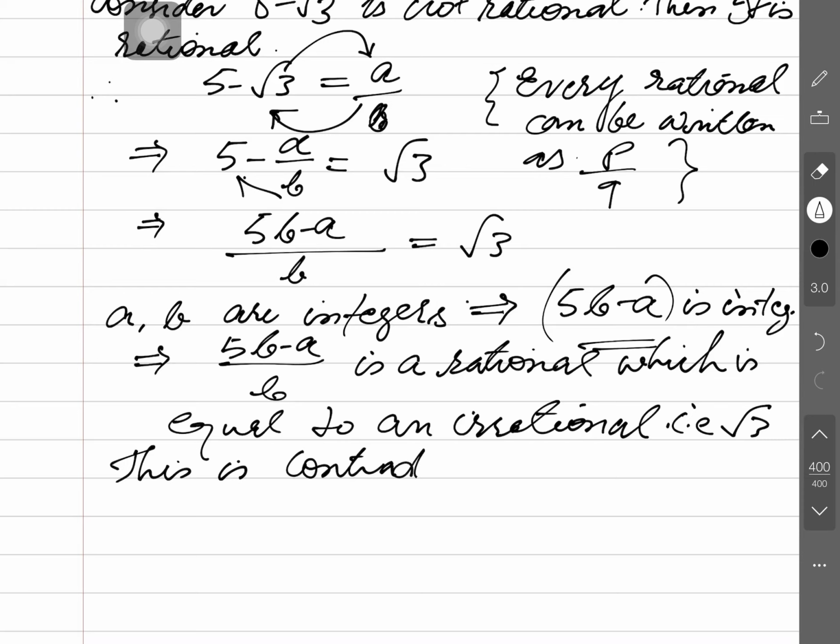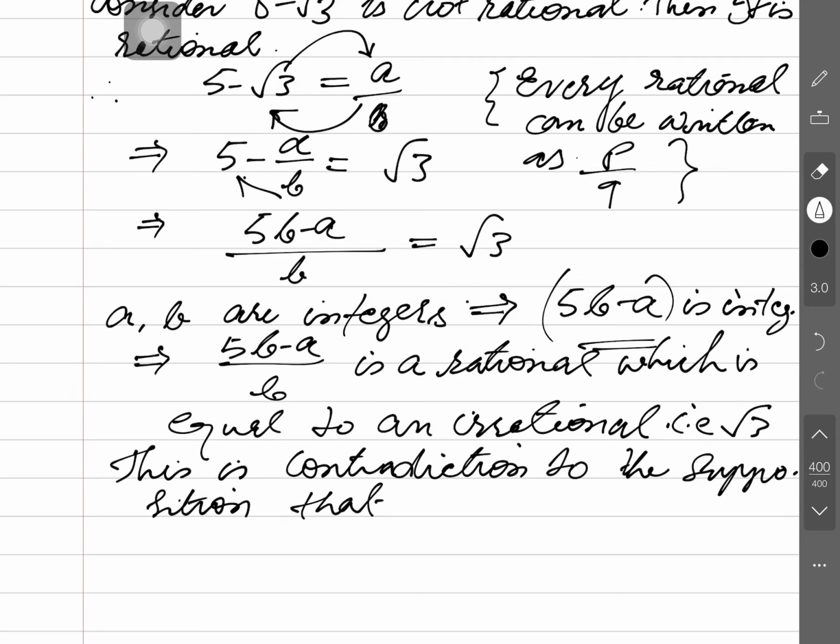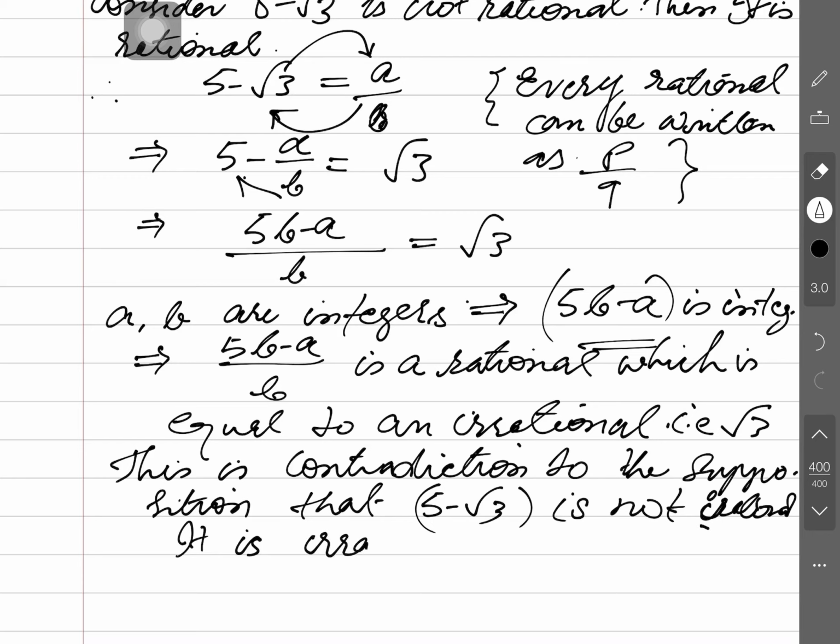This is a contradiction to the supposition. What supposition was there? That 5 minus root 3 is rational. No, not rational, it is irrational. It is irrational. Hence proved here.